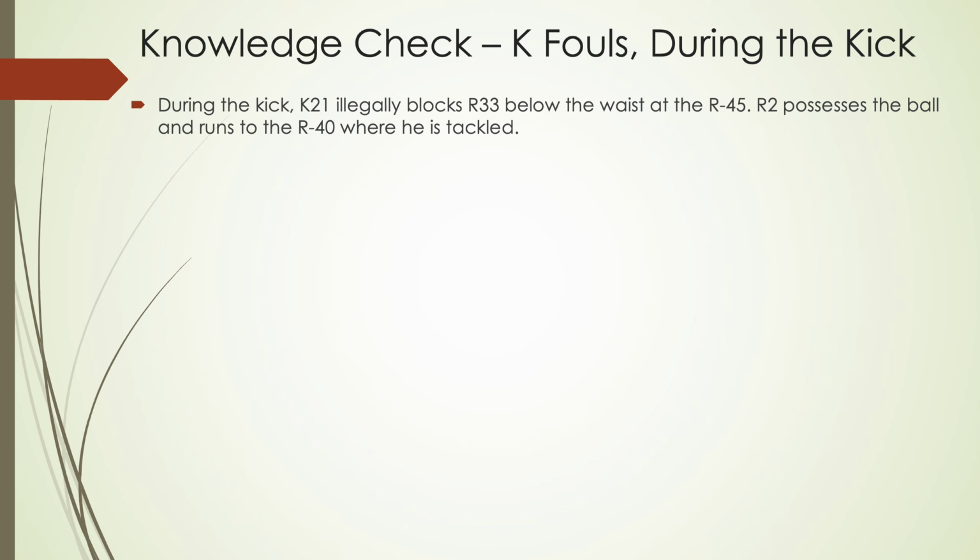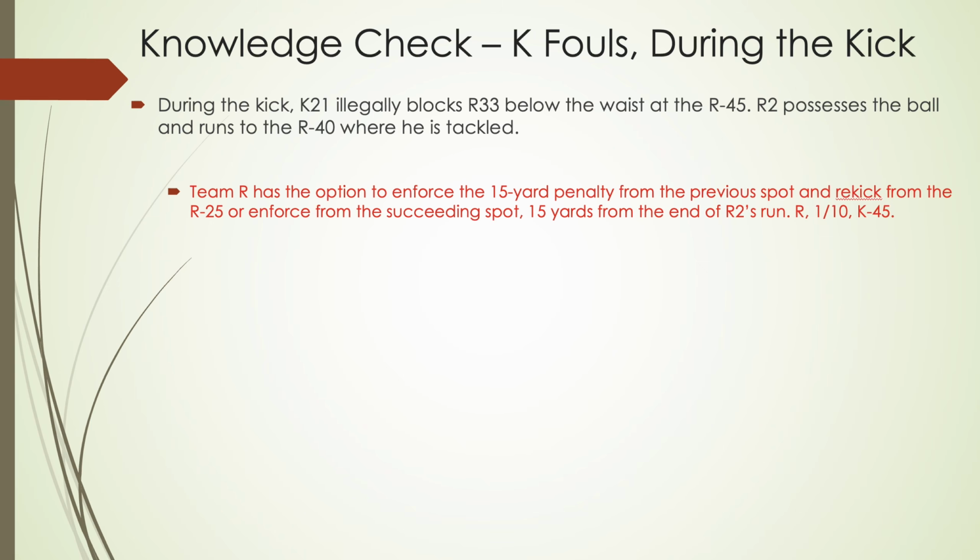During the kick, K21 illegally blocks R33 below the waist at the R45. R2 possesses the ball and runs to the R40 where he's tackled. So what would Team R's options be? Team R would have the option to enforce the 15-yard penalty from the previous spot and re-kick from the R25, or enforce from the succeeding spot 15 yards from the end of R2's run, where the ball would be R 1st and 10 from the K25.